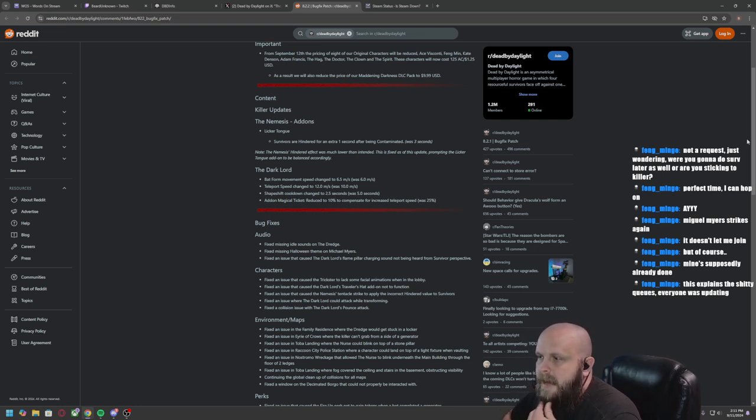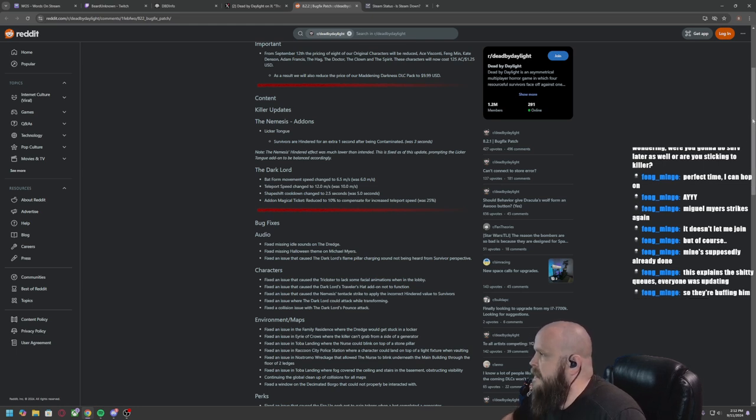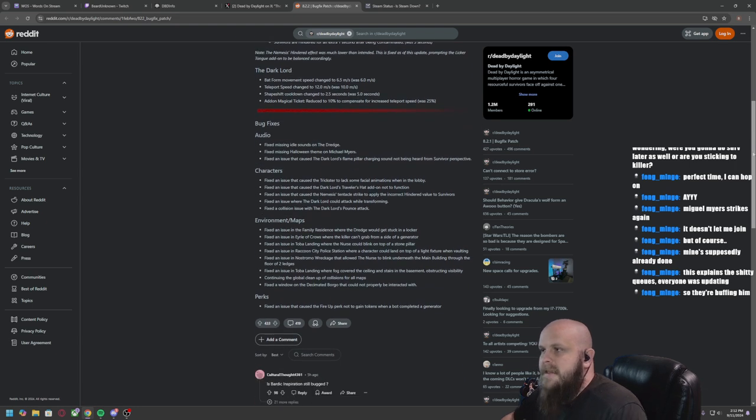The Dark Lord bat form movement speed changed to 6.5 meters a second, was 6. Teleport speed changed to 12 meters a second, it was 10. Shapeshift cooldown changed to 2.5, it was 5. Add-on magical ticket reduced to 10% compensation for increased teleport speed, was 25%. So he's getting a pretty good buff. He's getting a pretty decent buff.